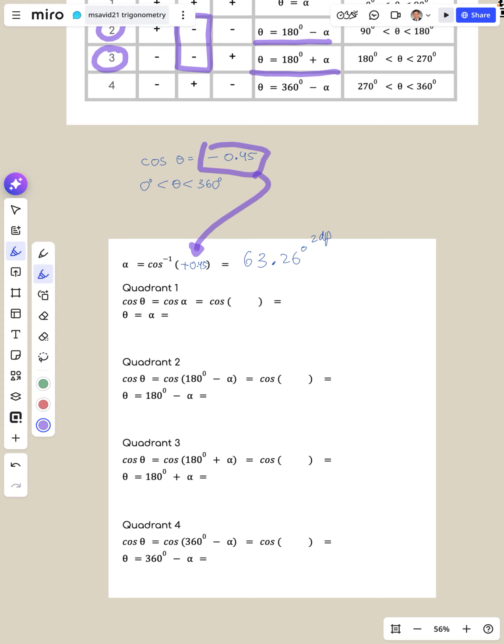So what we do: quadrant 2 and quadrant 3 will be negative values. Quadrant 1 and quadrant 4 will give you positive values for cosine, which means we just cross them out. Don't use quadrant 1 and quadrant 4 because they give positive values, which is not what the question asks.